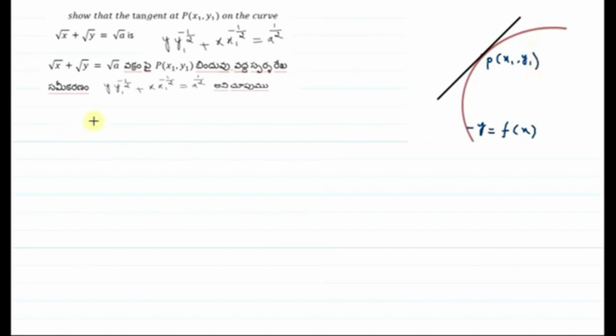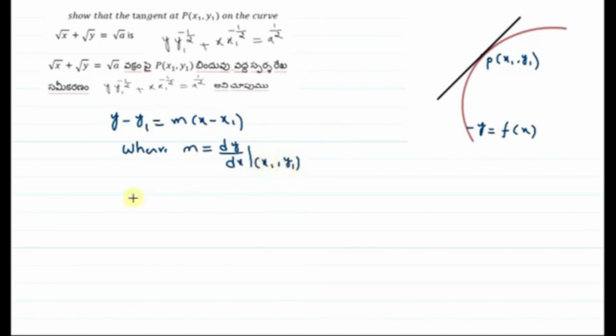So already we know the tangent equation formula: y minus y1 is equal to m into x minus x1, where m is equal to dy by dx at (x1, y1). So to get the m value, differentiate the given curve with respect to x on both sides.